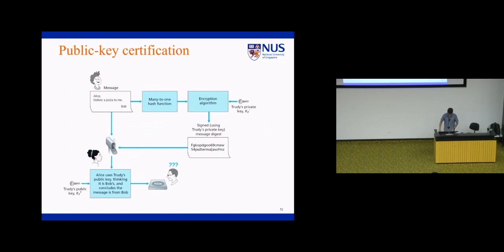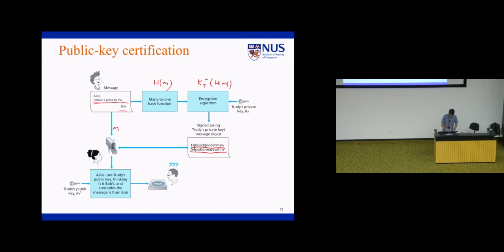So this is a little more technical detail as to what happens. Trudy writes this message and claims it is from Bob. She applies a many-to-one hash function. This is our first step in signature, right? And then she encrypts that digest with her private key, KT minus. So this is what she obtains, KT minus of H of M. And this is the signature. She sends this along with the message itself.